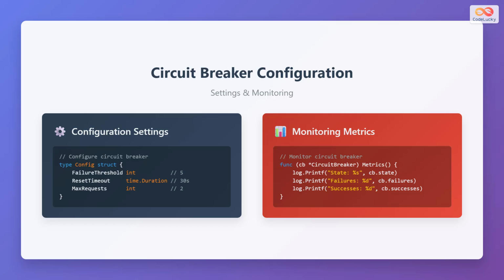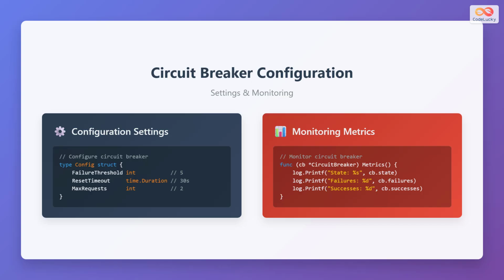Monitoring and observability are equally important for circuit breaker effectiveness. Implement comprehensive metrics collection to track circuit breaker behavior. Key metrics to monitor include the current state of each circuit breaker, failure counts and success counts over time, and state transition frequencies. The monitoring function should log essential information like the current state, number of failures, and number of successes. This data helps in troubleshooting issues, tuning configuration parameters, and understanding service health patterns.